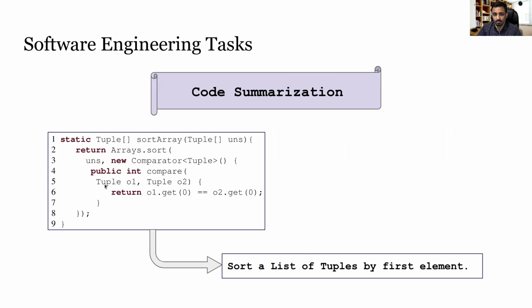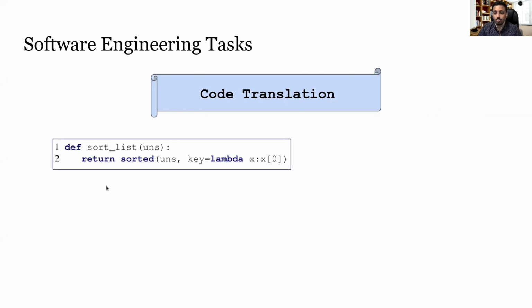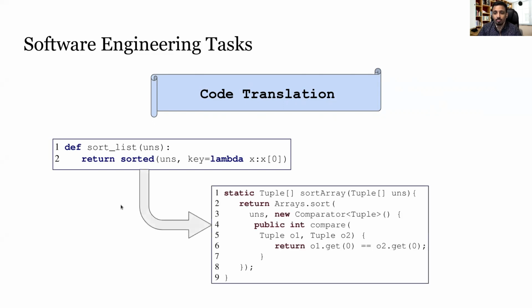Second example application is code translation, where the input is in one programming language. For instance, in this case, the input is a Python code and the output is the same code implemented in another programming language, for example, in Java. In this task, our main goal is to translate a Python sentence to a Java sentence.